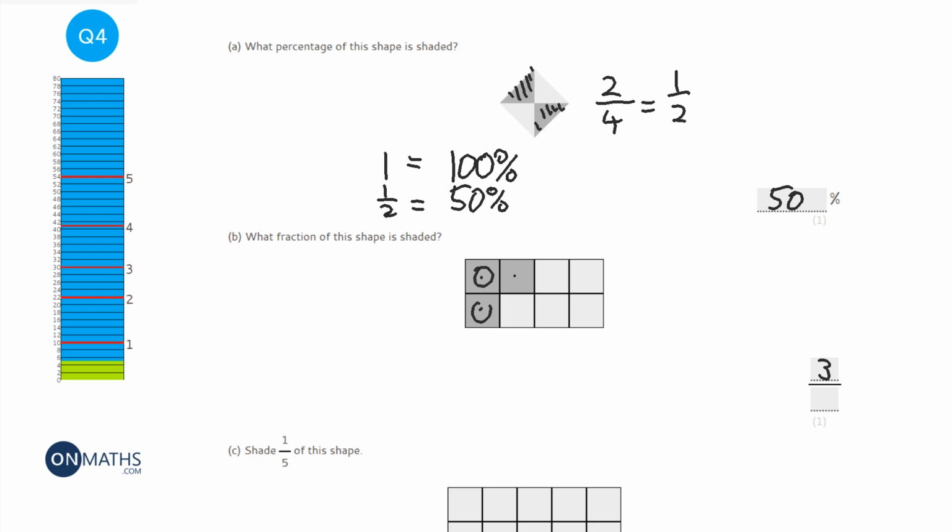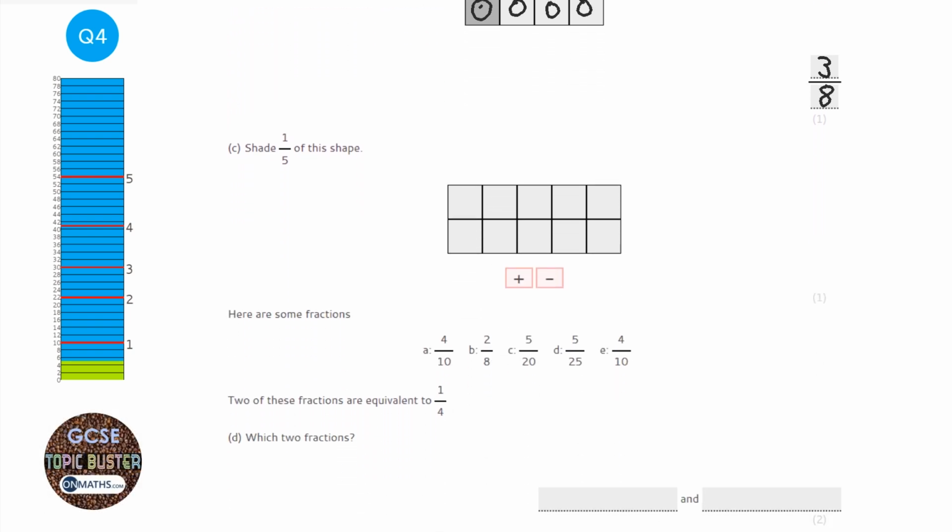So there's 1, 2, 3, 4, 5, 6, 7, 8 squares. So the fraction is 3 over 8. For the next question, it says shade in a fifth of this shape. Well, there's 10 squares altogether, and we want to shade a fifth.